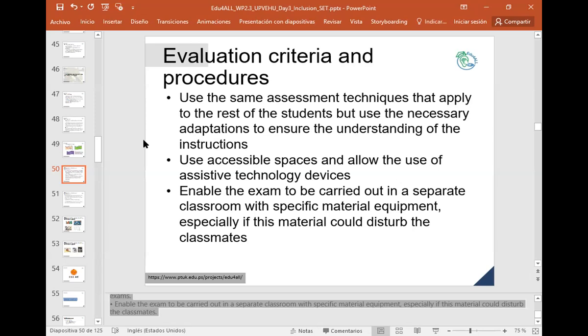For the evaluation, use the same assessment techniques that apply to the rest of the students, but use the necessary adaptations to ensure that students with disabilities understand the instructions for the correct performance of the different tests. Use accessible spaces, and allow the use of assistive technology devices, adapted material and furniture. The service for people with disabilities manages and facilitates the computer with the specific software, if necessary for the realization of the exams. Enable the exam to be carried out in a separate classroom with specific material equipment, especially if this material could disturb the classmates.